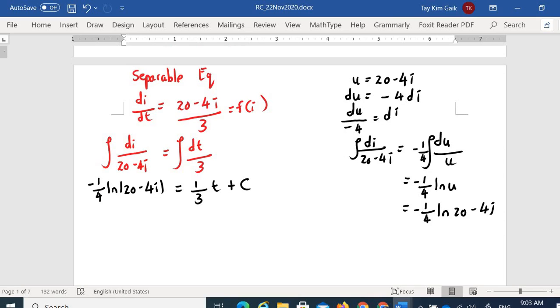Okay, and then we'll eliminate the negative 1 over 4 by multiplying both sides by negative 4. So you will get ln(20 minus 4i) equal to negative 4 over 3 t, minus 4 over 3 c.